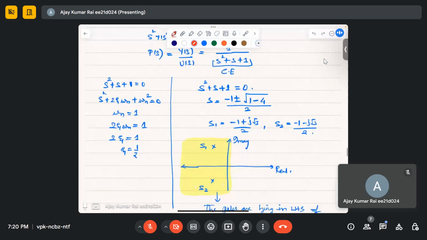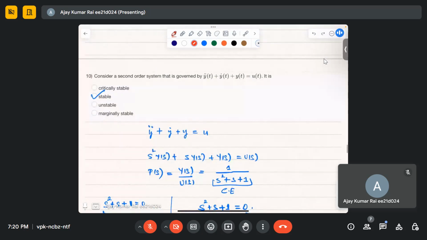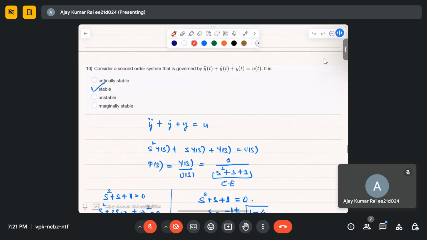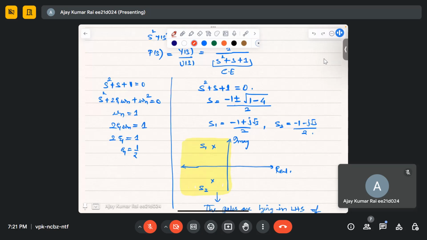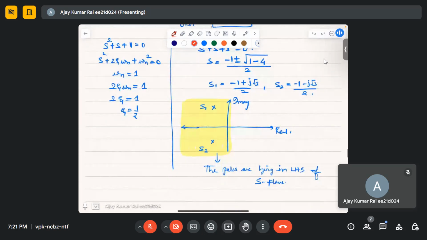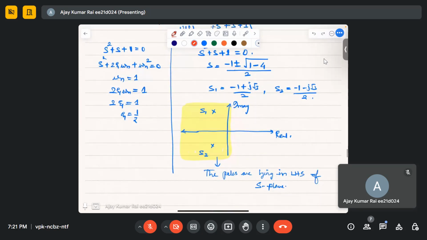I think this type of question was already covered in the previous tutorial also. I think you'll have no doubt in this. Just find the poles, see where they are. If they are lying in the left hand side, we say the system is stable. Simple.